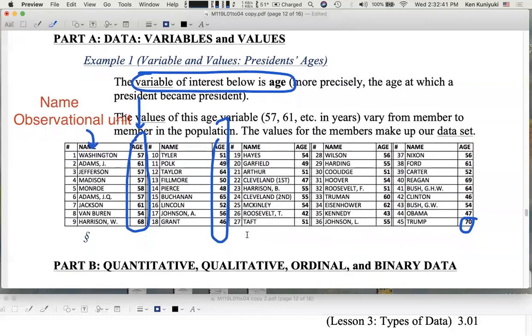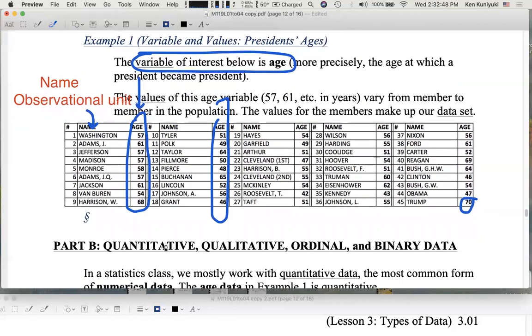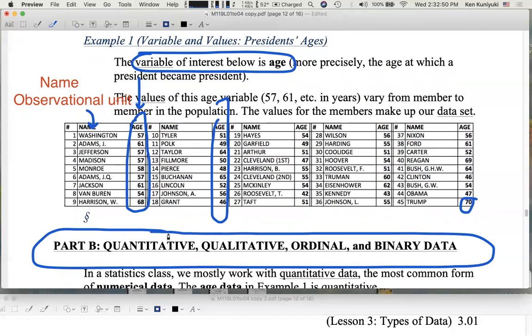Okay, so we've talked about the name variable here, the age variable here. Next, we're going to talk about the general types of data that we could be dealing with. Again, sources vary on these. Next time.